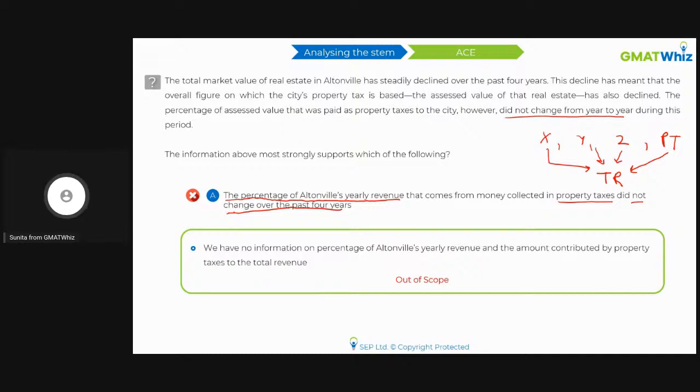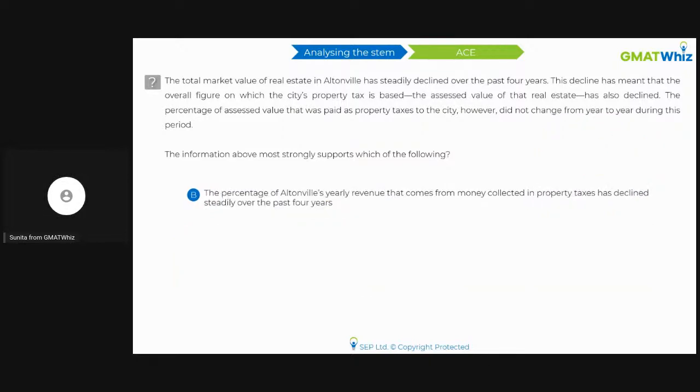For those of you who marked A, I hope you can see why you were wrong. This choice is actually saying that of the total contribution that is made to the yearly revenue, the contribution made by property tax did not change. And that we cannot say, because it is possible that the percentage of contribution of other sources of revenue went down or went up. Anything could have happened. Let's look at B.